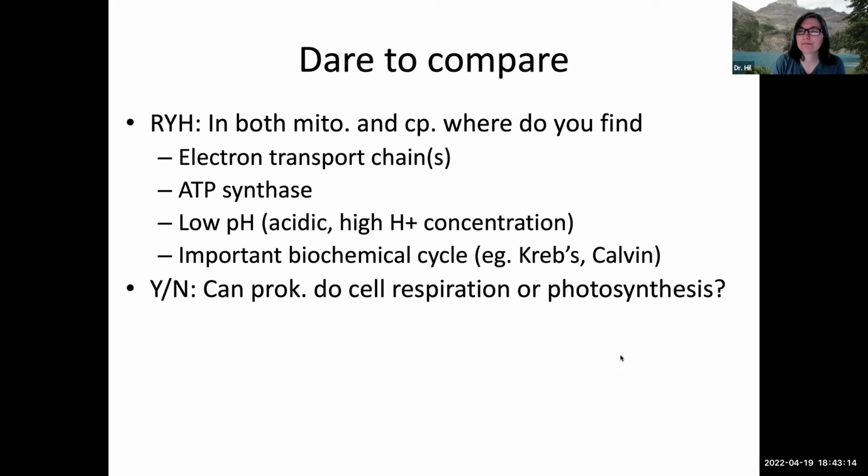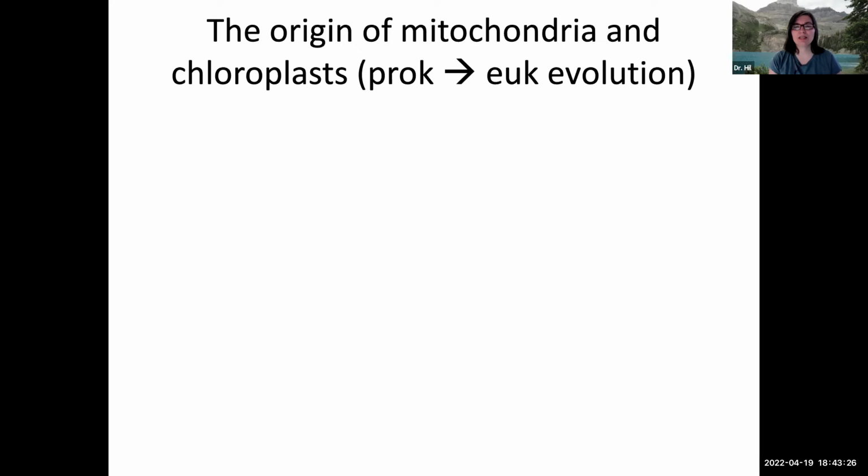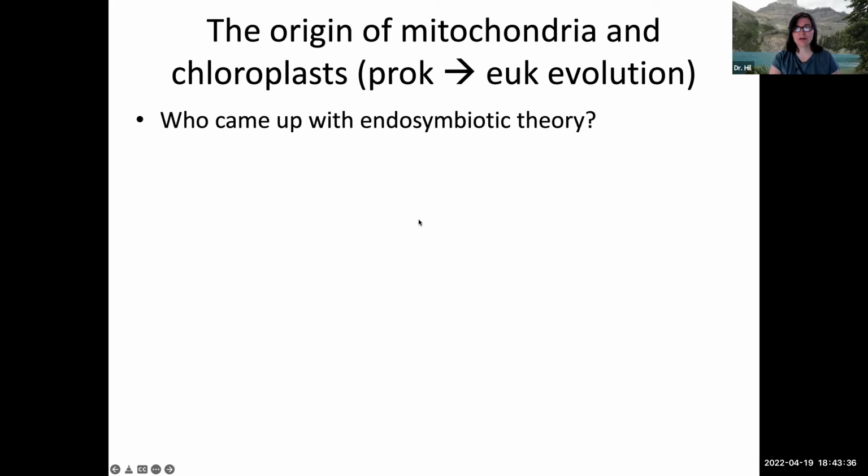So this brings us to our last topic, which is the endosymbiotic theory. And this is a theory that explains how mitochondria and chloroplasts are thought to have evolved and how they contributed to eukaryotic cellular evolution. Let me ask you this question first. Who actually proposed this theory? This is part of your history section that you do need to know for the exam. Correct. It was Lynn Margulis.